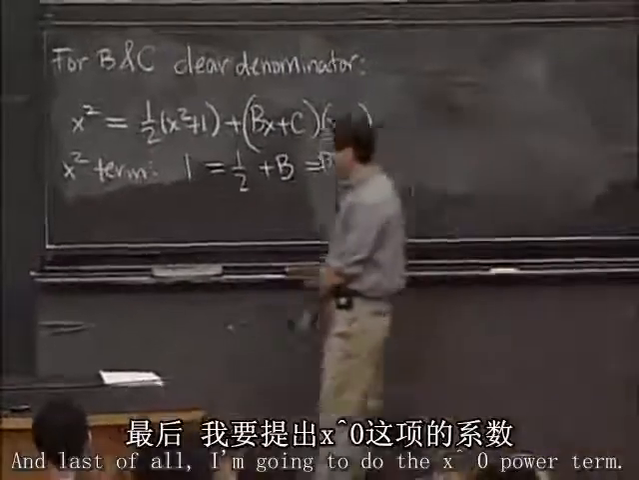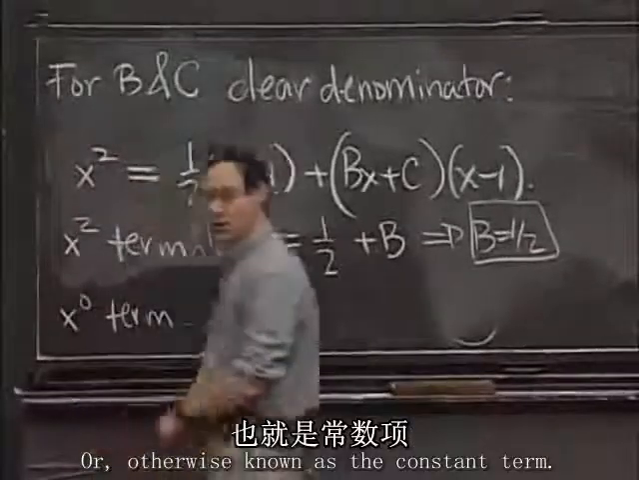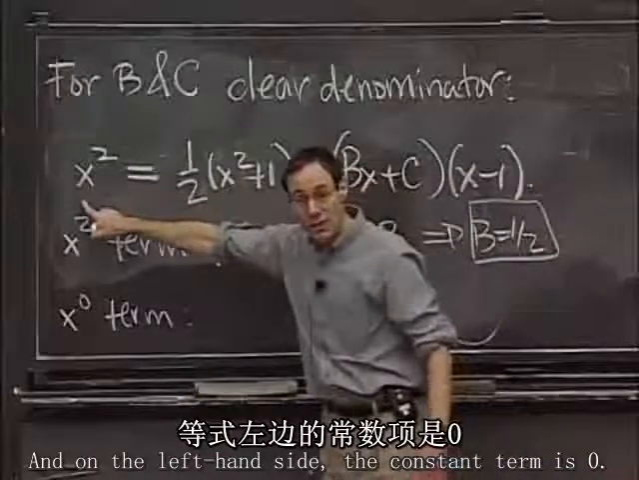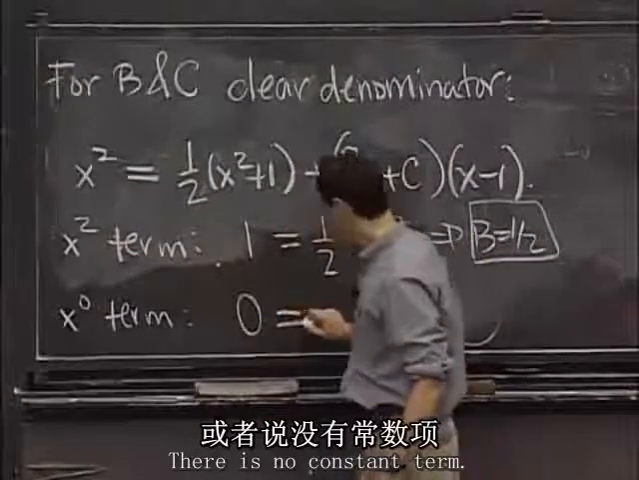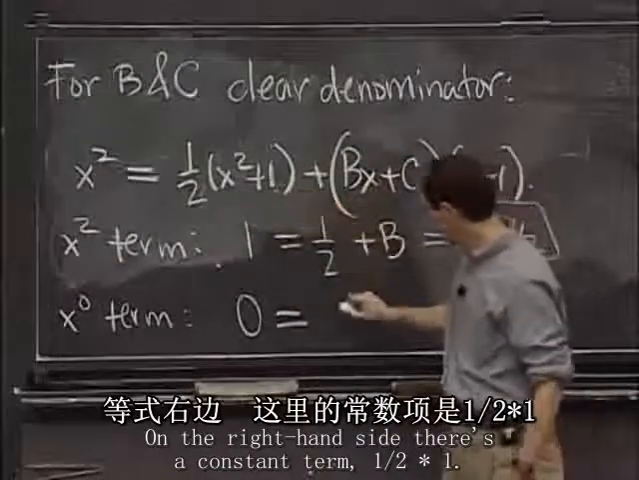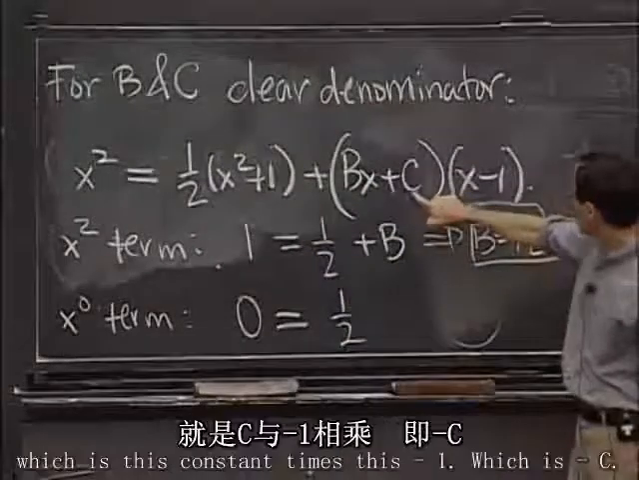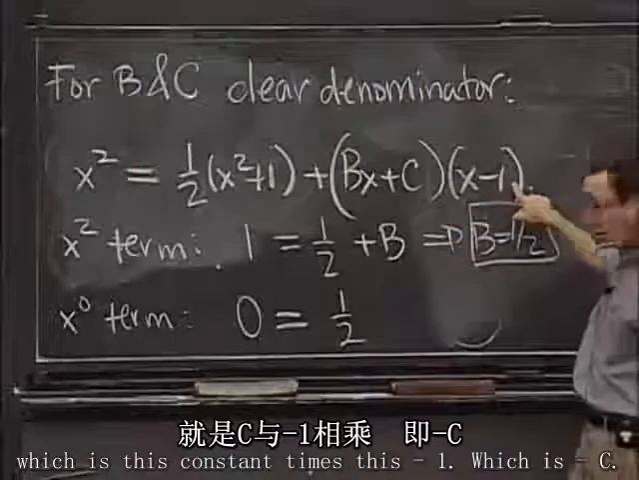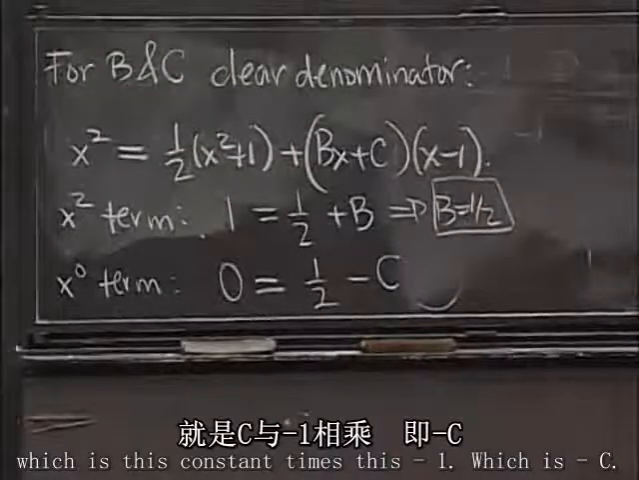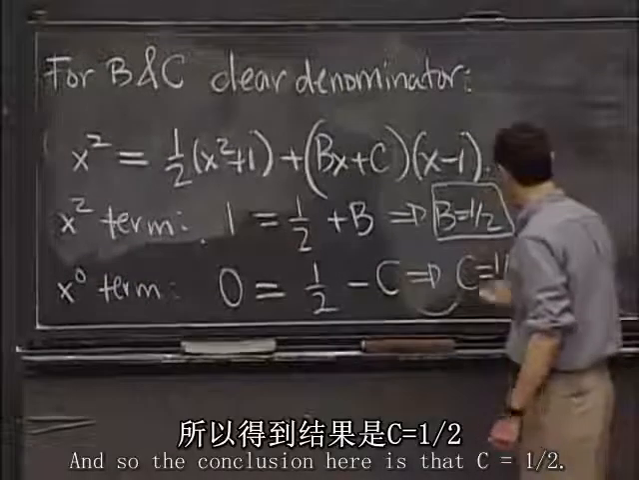And last of all, I'm going to do the x to the 0 power term, otherwise known as the constant term. On the left-hand side, there is no constant term, so it is 0. On the right-hand side, there's a constant term, a half times 1, that's a half here. And then there's another constant term, which is this constant times this minus 1, which is minus c. And so the conclusion here is that c is equal to a half.